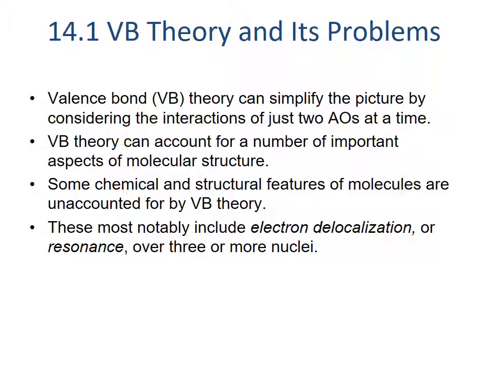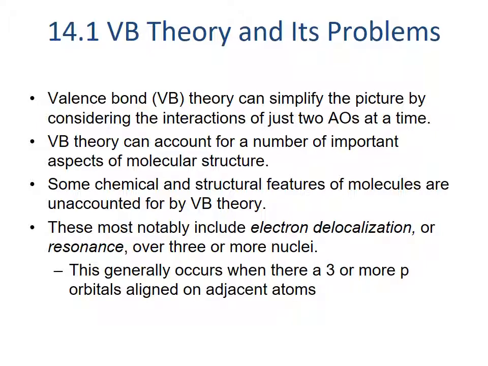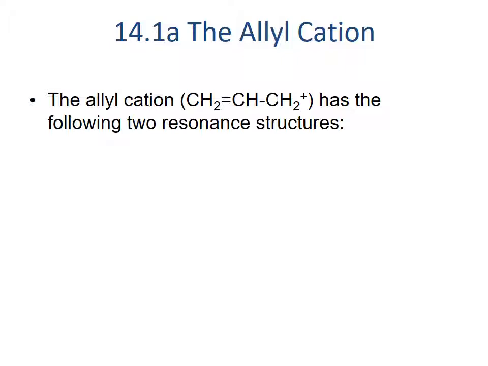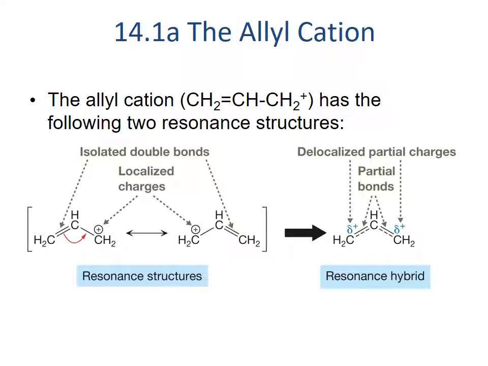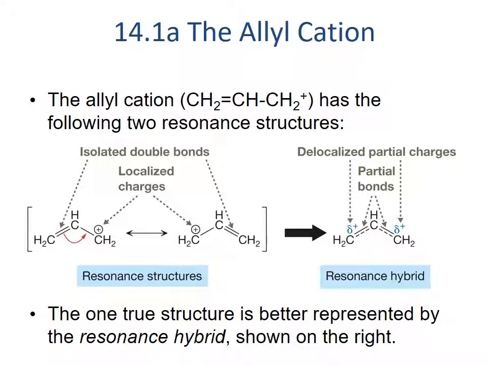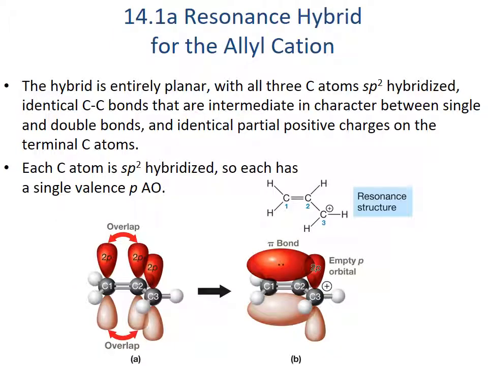Another way of thinking about the problems with valence bond theory is that we'll have issues if 3 or more p orbitals are next to each other. One of the simplest examples is the allyl cation, which has 2 resonance structures. Valence bond theory predicts resonance structures, but not the resonance hybrid, which is more representative. If we think about bonding orbitals using valence bond theory, we'd be tempted to give 1 pi bond and 1 empty p orbital. But we know from the resonance hybrid that this isn't the case.